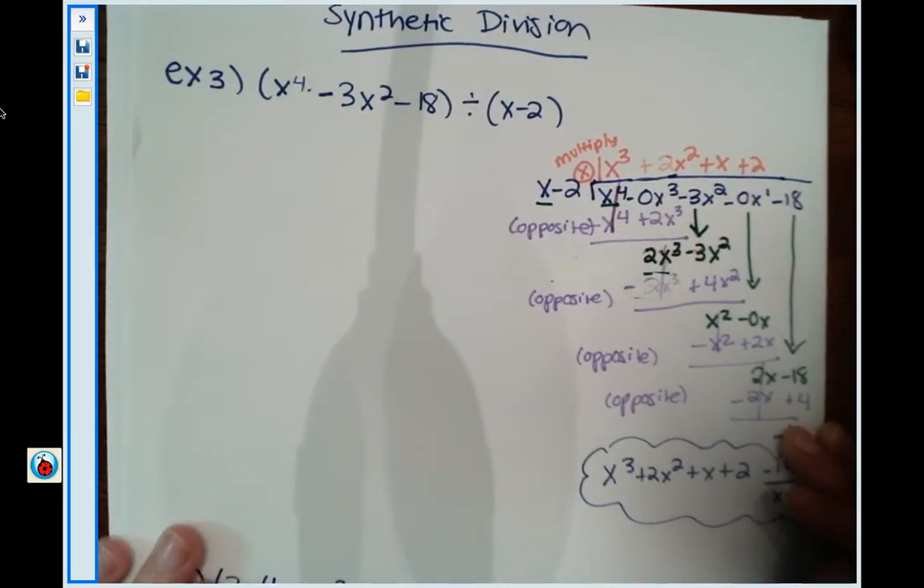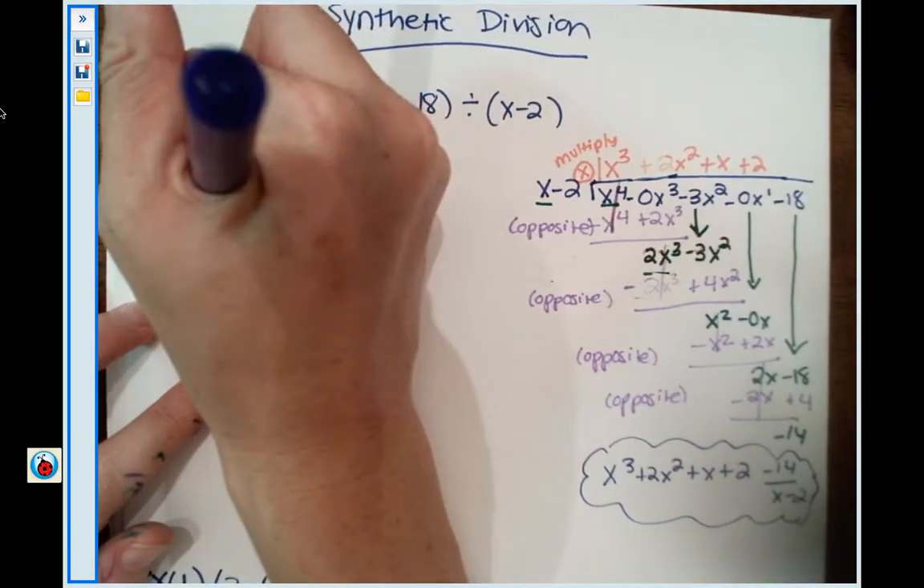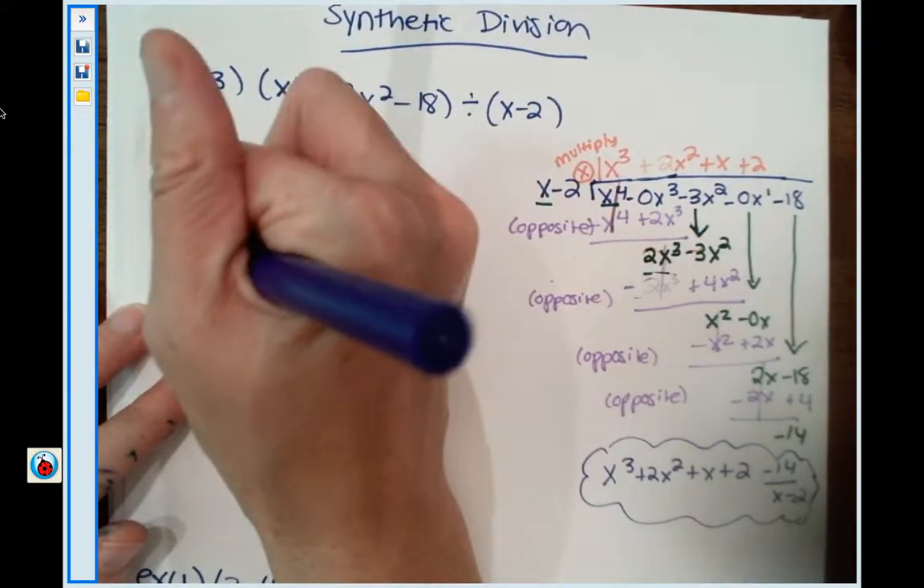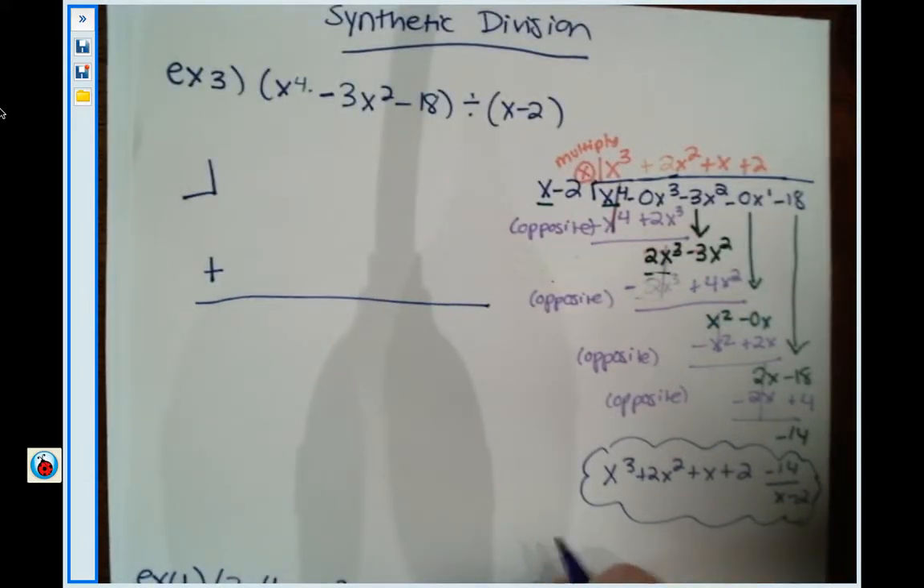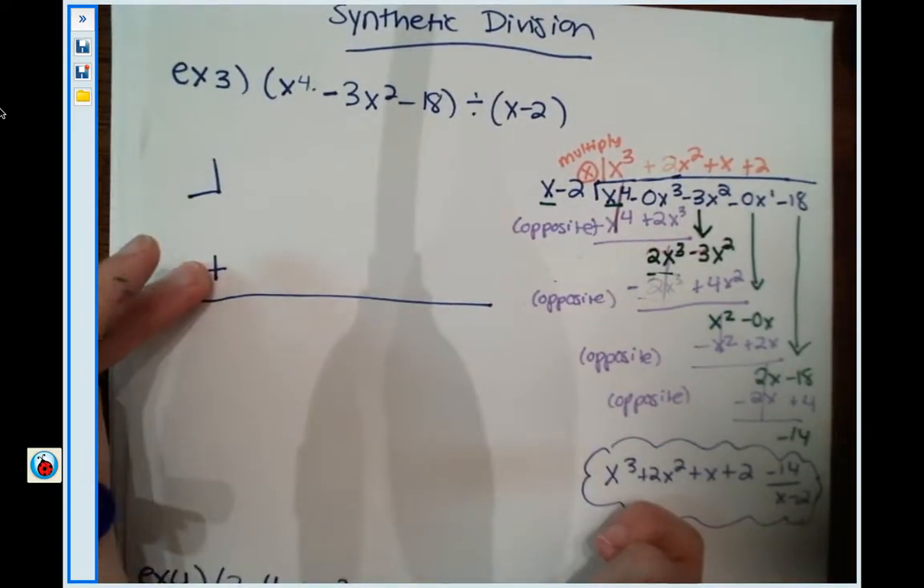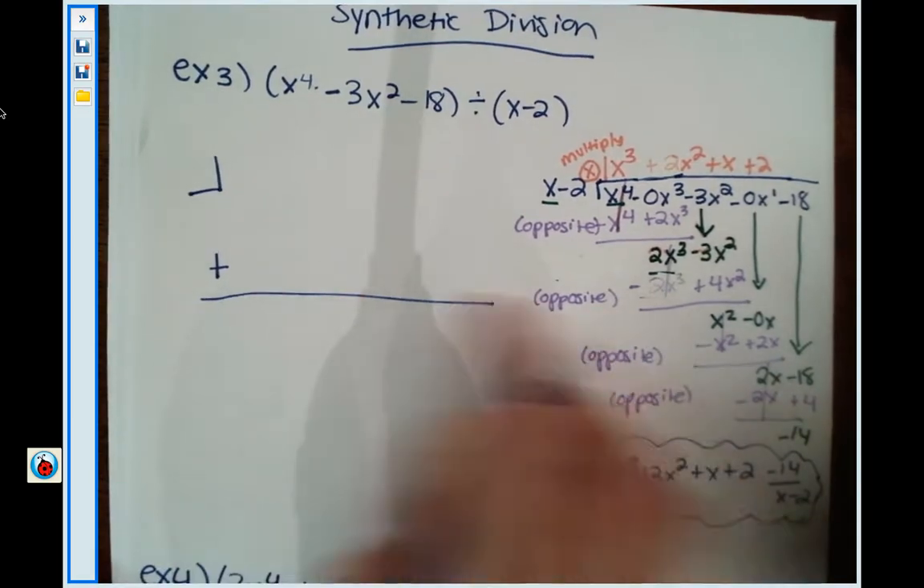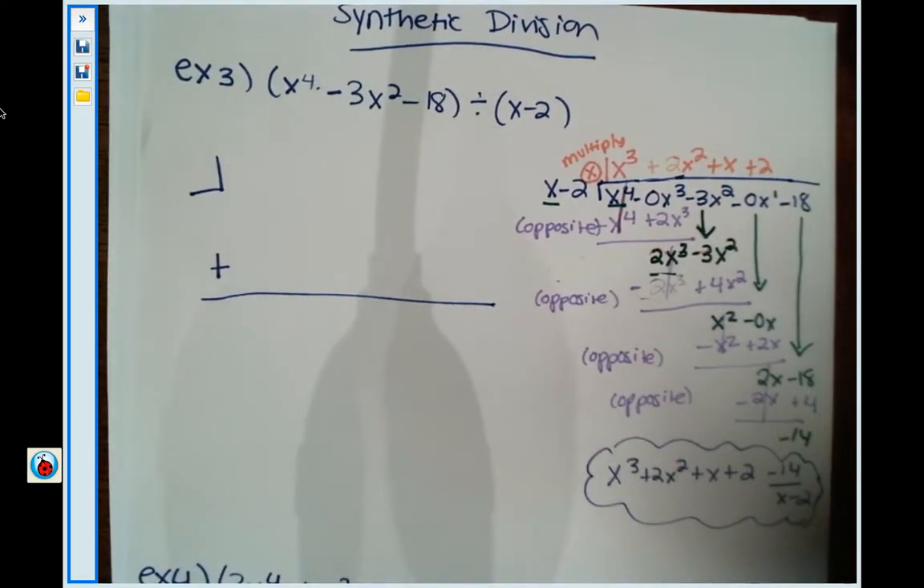Okay, the first step, we're going to make a little box. I'm going to put a plus sign, and I'm going to draw a bar. That's always your first step. So we've got our box, we've got our plus sign, and we have a little bar down here.